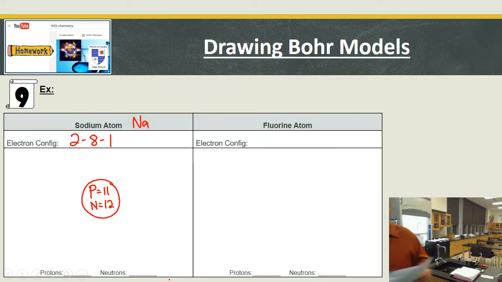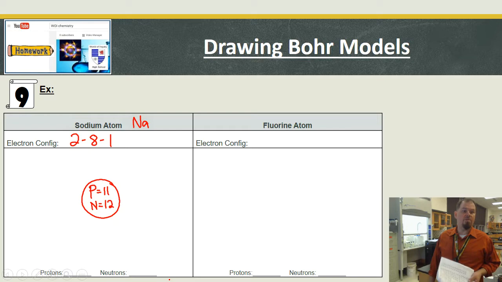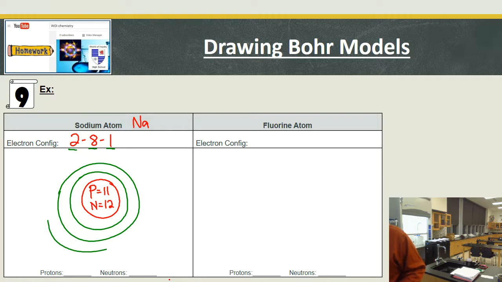Now, I'm going to color code these first few because the most common error is for a student to use that circle that is the nucleus and start putting electrons on that. And electrons do not reside in the nucleus. Okay, so I count up the number of rings I need because I have 3 energy levels. So now I need 1, 2, 3 rings around my atom.